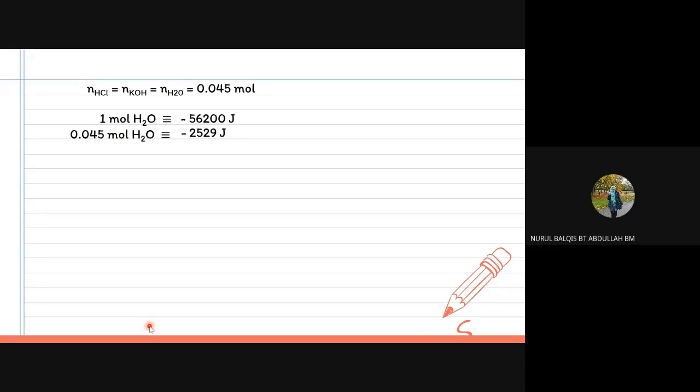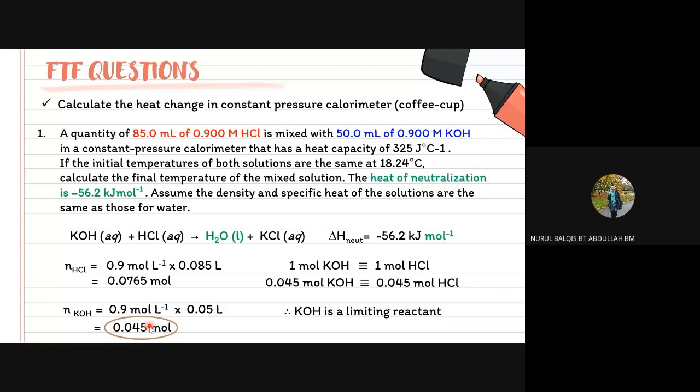Do we need to change it to kilojoule? Perlu tak nak tukar kilojoule? Perlu, Miss. Kenapa perlu? Kita nak cari apa? Sekejap, kenapa perlu? Belajar tengok soalan balik. Perlu tak kita nak tukar kilojoule?